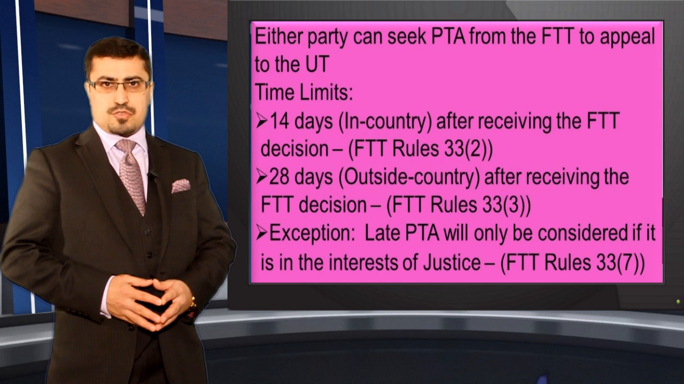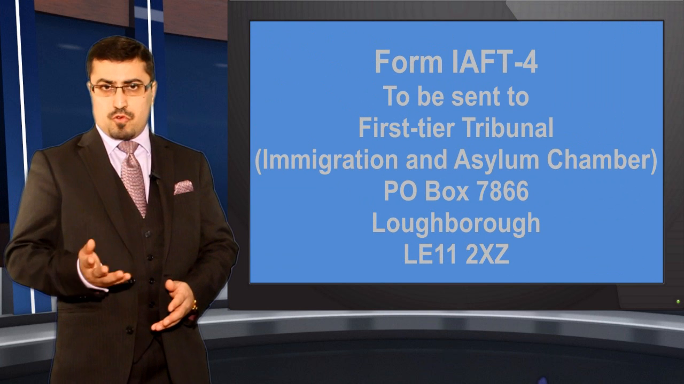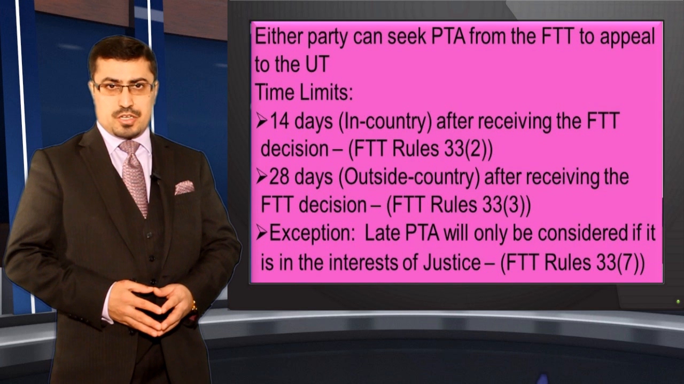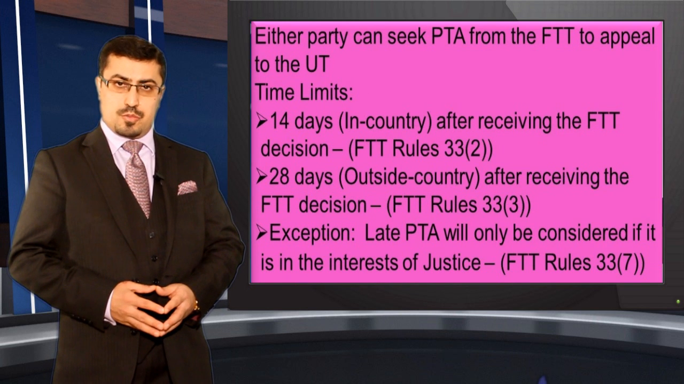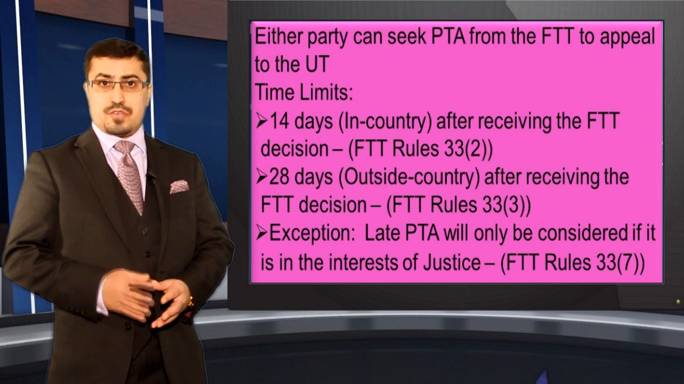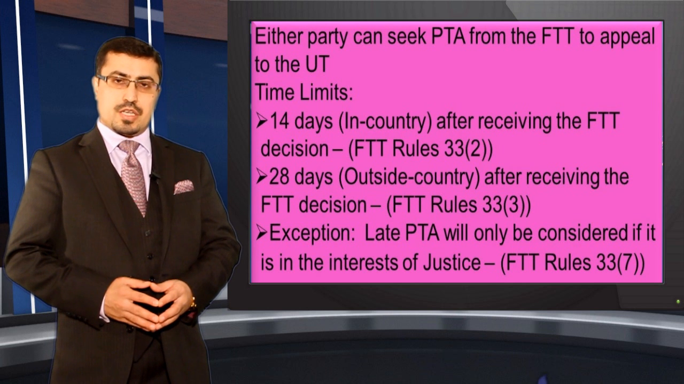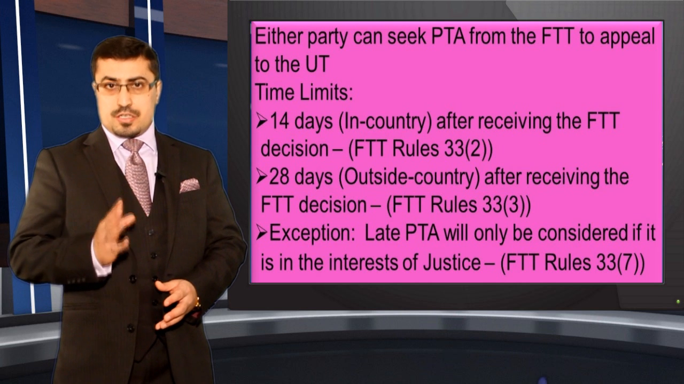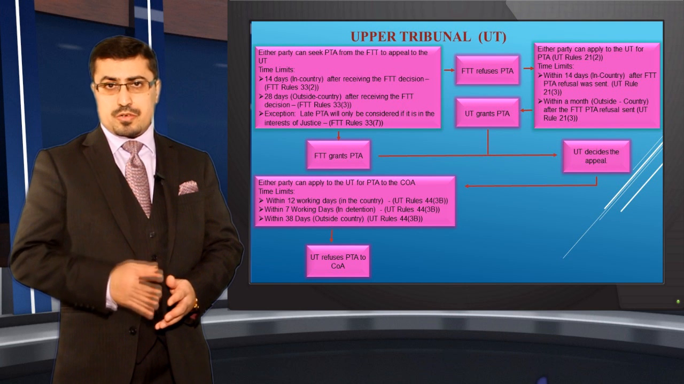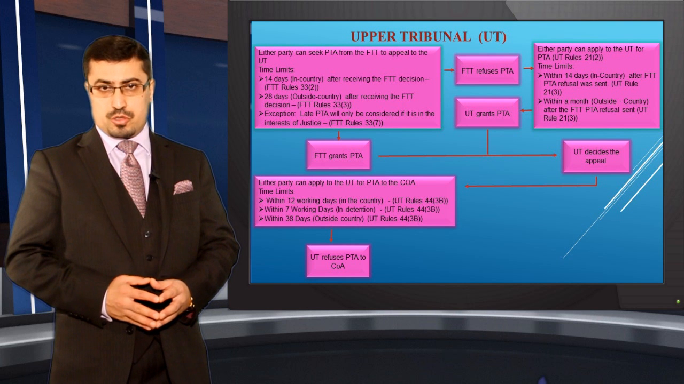First chance, you have to apply to the First-tier Tribunal seeking permission to appeal. You have to fill in an application form, draft grounds of appeal, and attach with that a copy of the First-tier's determination and also a decision by the Home Office. The limitation period to apply for this permission is 14 days if you are in the United Kingdom. And if you're outside the United Kingdom, then the limitation period is 28 days. It is important to remember that insofar as limitation in the First-tier is concerned, the limitation period starts from the day when you receive the determination by the First-tier Tribunal.